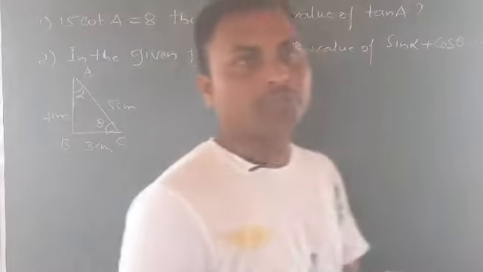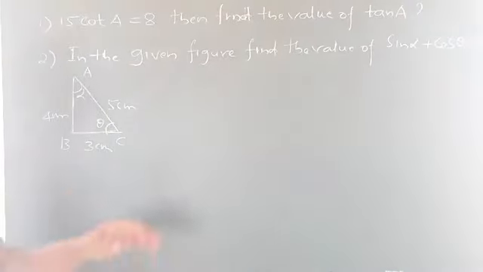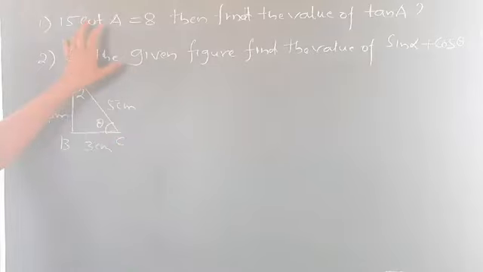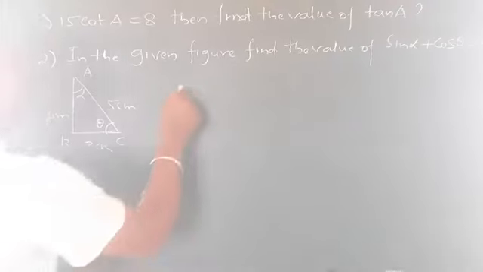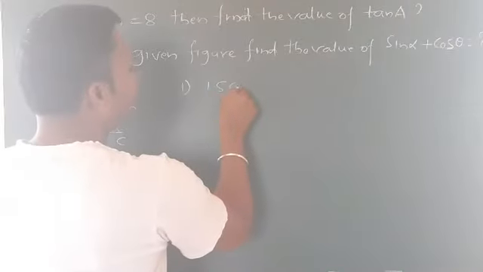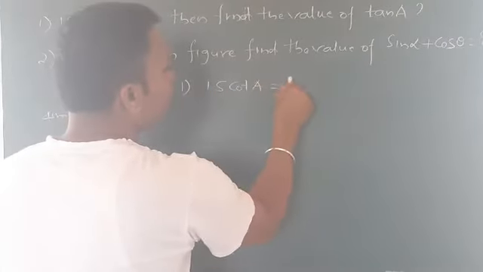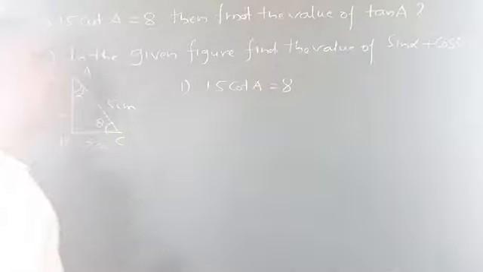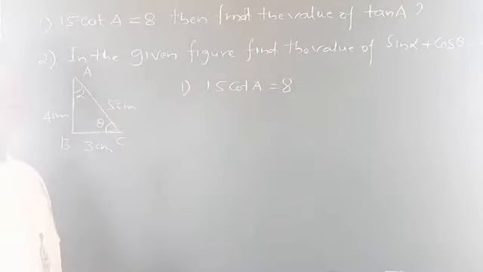Well, students, we have two more questions from your model question paper. The first question: if 15 cot A is equal to 8, then find the value of tan A. So first, we write 15 cot A is equal to 8, as given, and we need to find the value of tan A.